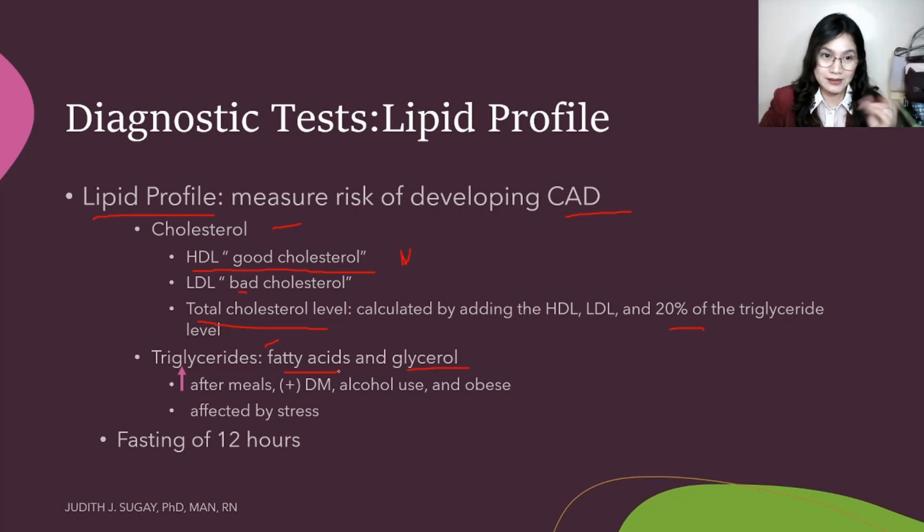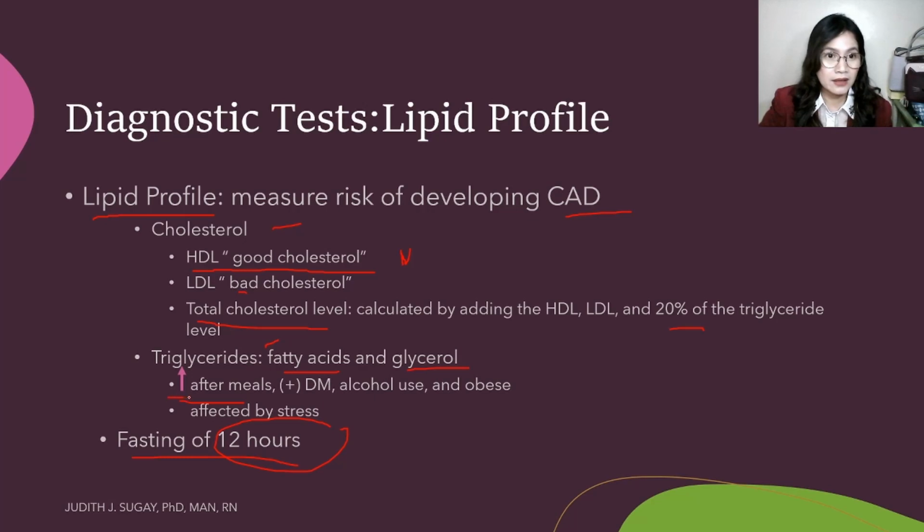And fatty acids. So that's a combination of triglycerides. Usually it increases after meals. Your triglycerides increase after meals. That's actually one of the reasons why it requires the patient to have fasting for like 12 hours. But actually, it varies from protocols of diagnostic centers. Some would have it at least 10, but it's 10 to 12 hours.